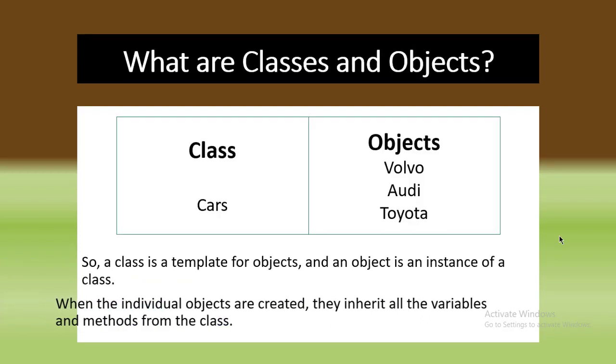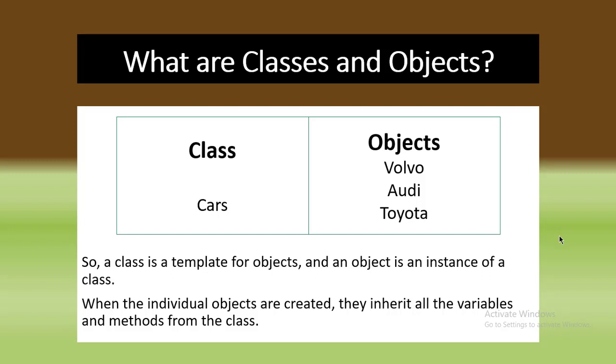The other example class is Car. Car is another class and the objects of the Car class are Volvo, Toyota, and so on. These are the objects of the Car class. On the left side we see the class and the class names, and on the right side we see the objects of this class.